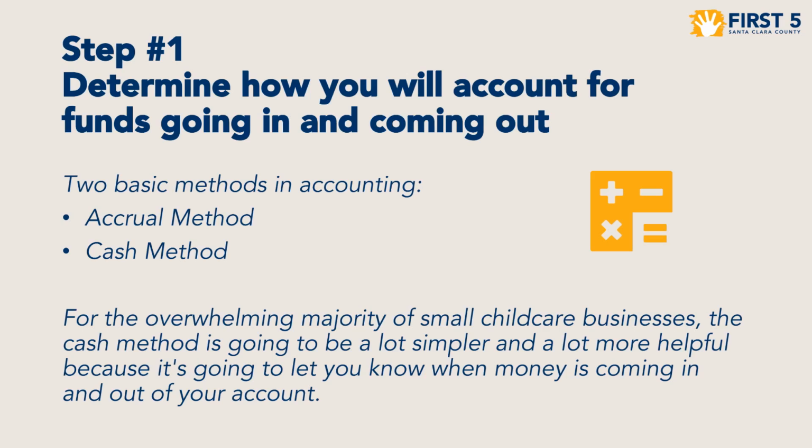Step 1. Determine how you will account for funds coming in and going out. There are two basic methods in accounting. One is an accrual method, which is more complex and is based on when an expense or revenue is taken on or accrued. For example, if using the accrual method, the moment you receive your credit card bill, the amount owed would be taken from your assets, versus when you actually pay the bill. If using the cash method, this amount would be taken from your assets when the bill is paid.